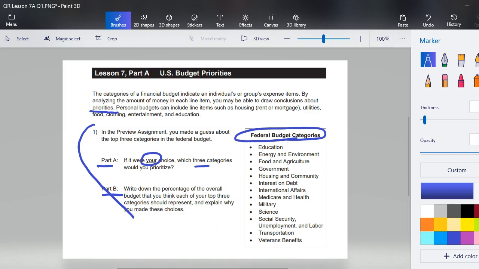Just your top three. And then write down the percentage of the overall budget that you think each of these should represent. And then just jot down a quick why. Take a minute to do this. In other words, hit pause, answer part 1, A and B, question 1, parts A and B, and I'll see you at the next question.